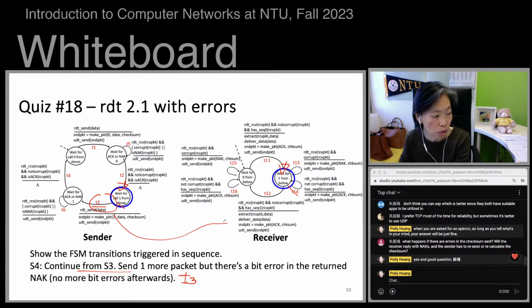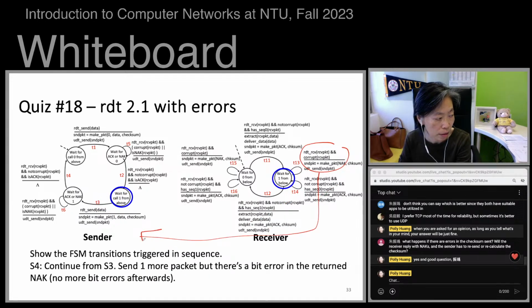This one must go to the receiver. The receiver is currently at this state. There are 3 possible transitions, T13, T12, and T14. We say that the returning packet is a NAK. This one returns a NAK, this one returns an ACK, this one returns an ACK. So obviously it would not be these 2 transitions being triggered. So next one, T13. We generate a NAK and send this back to the sender.